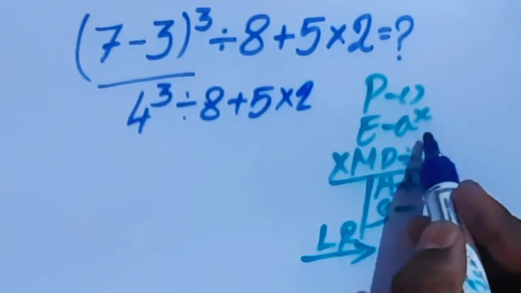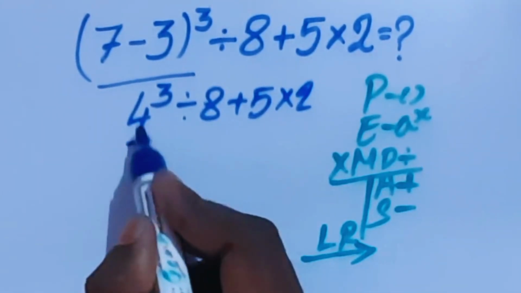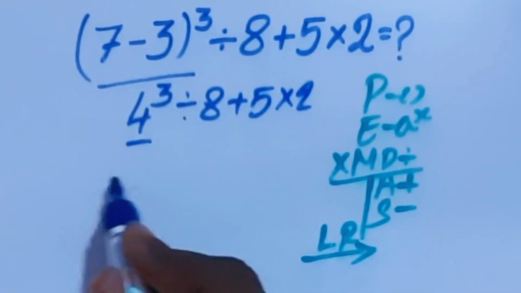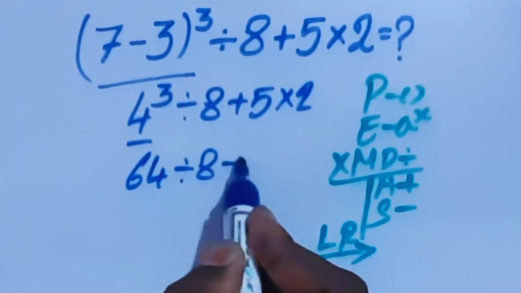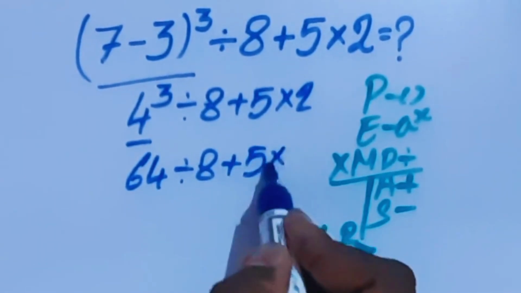Here, the next priority is exponent. We have the exponent here, which is 4 to the power of 3. 4 to the power of 3 is 64, divided by 8 plus 5 times 2.